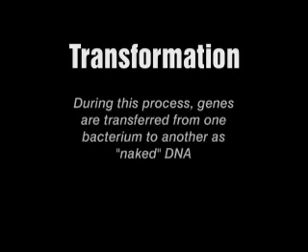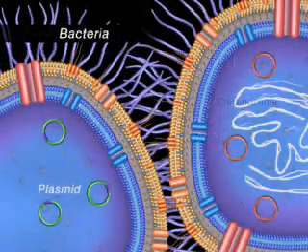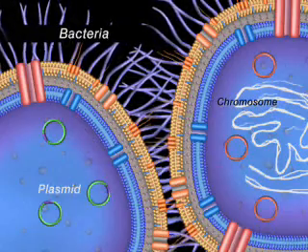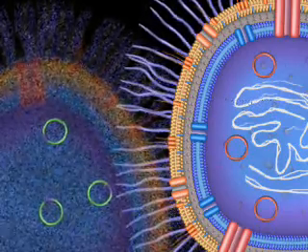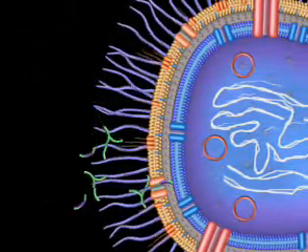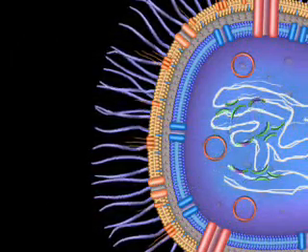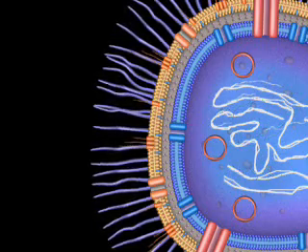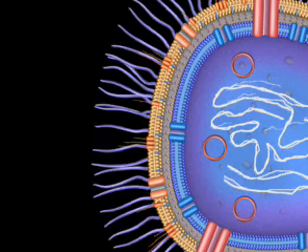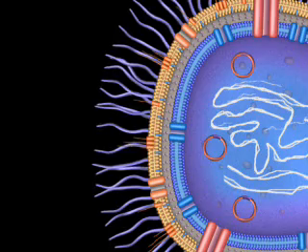Transformation. During this process, genes are transferred from one bacterium to another as naked DNA. When cells die and break apart, DNA can be released into the surrounding environment. Other bacteria in close proximity can scavenge this free-floating DNA and incorporate it into their own DNA. This DNA may contain advantageous genes, such as antimicrobial resistant genes, and benefit the recipient cell.